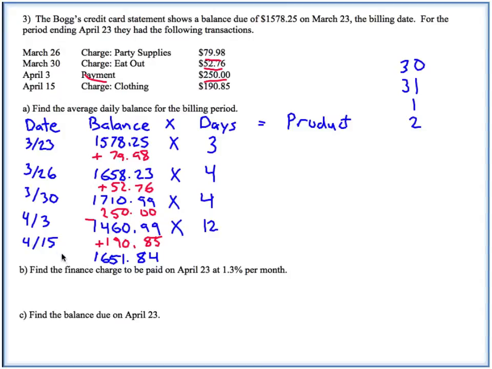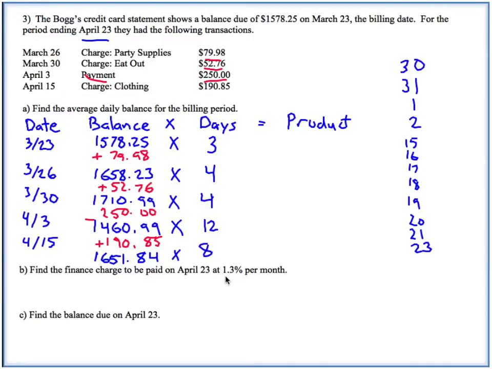And here, how do we tell how long the balance was from April 15th of $1,651.84? Well, we know the ending date was April 23rd. Okay, so we have the 15th, the 16th, the 17th, the 18th, the 19th, the 20th, the 21st, and the 23rd. So that's a total of 1, 2, 3, 4, 5, 6, 7, 8 days all in all.